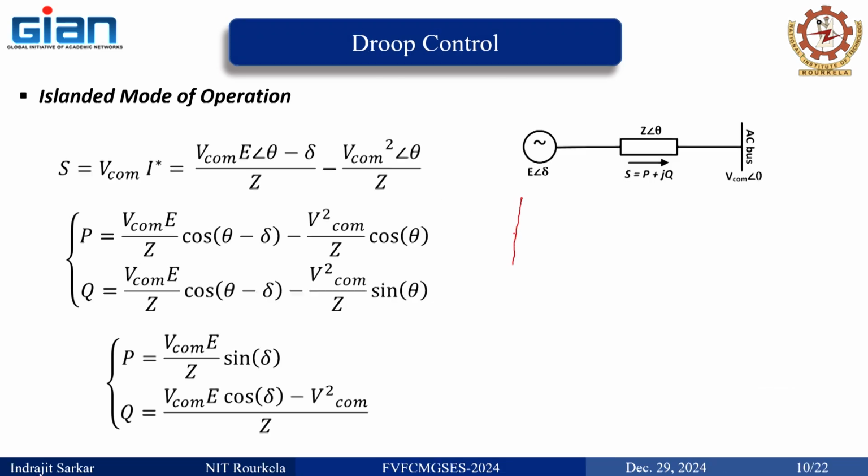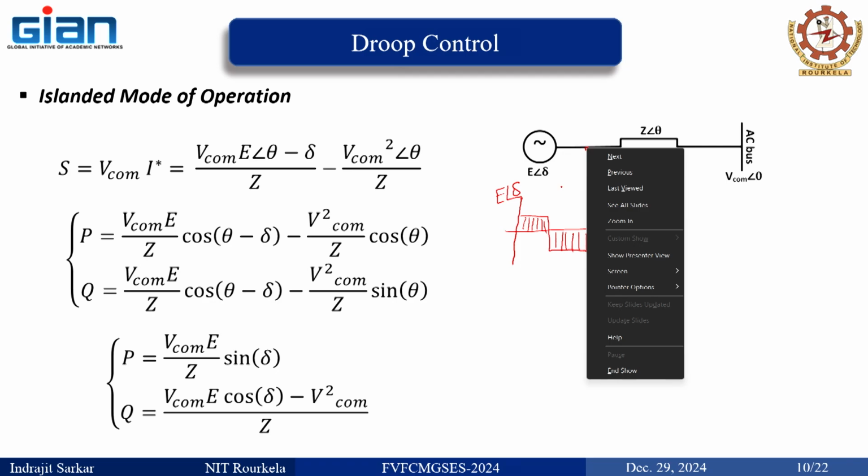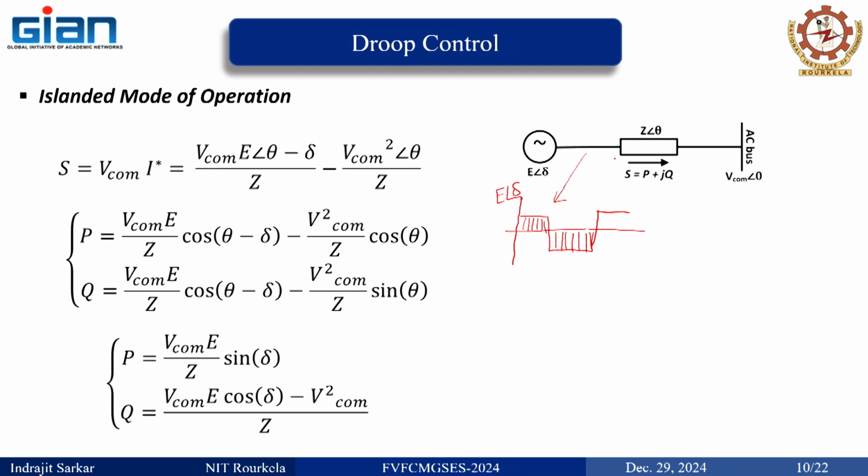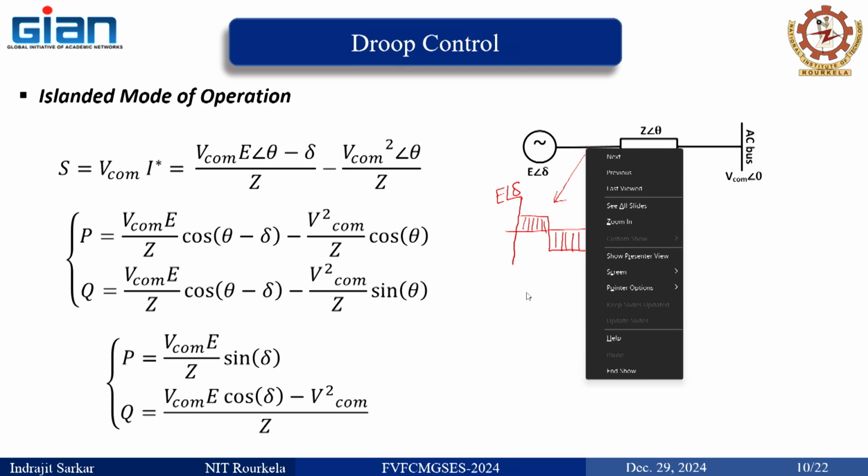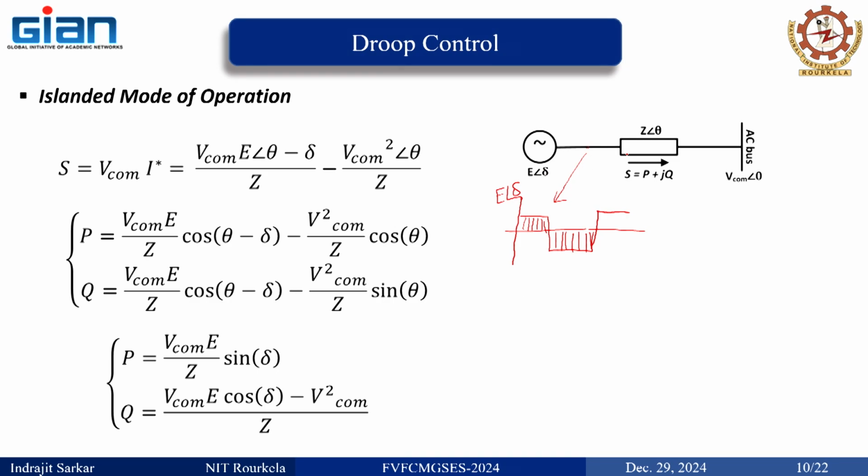So the voltage it is generating, this is the voltage. If it is a PWM inverter, a 2-level or 3-level inverter, it is generating voltage like this. This is E at an angle of delta, and this point voltage is this, okay. So this is the converter voltage. Now this voltage is defined. So what is the voltage across this impedance? This voltage minus this voltage.